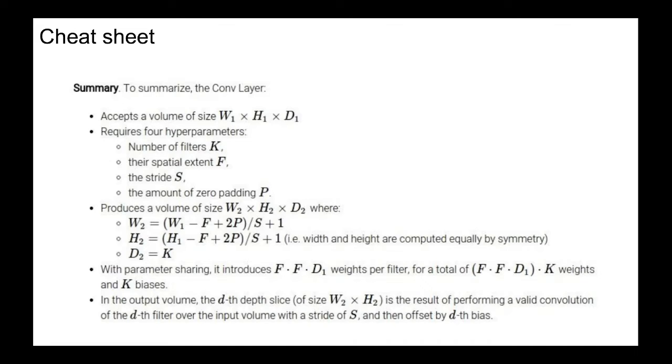So how does this formula come up? Can someone interpret this for me? Why is this w1 minus f plus 2p by s plus 1? W1 and H1 are the input image dimensions, and W2 and H2 are the output dimensions, and F stands for filter size, and P is the padding which is provided, and S is stride.